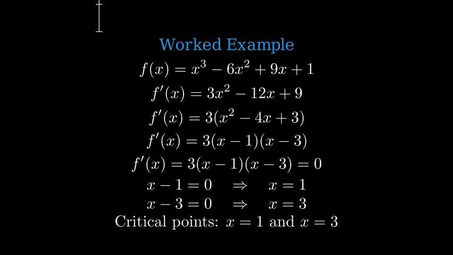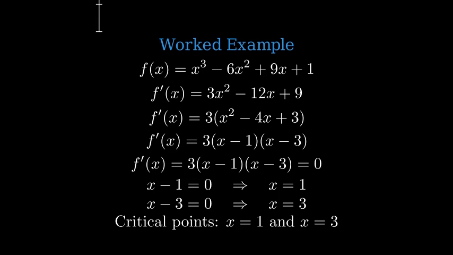Next, we need to find the second derivative to determine whether each critical point is a maximum or minimum. The second derivative is 6x - 12. At x = 1, we get f''(1) = 6 times 1 - 12, which equals -6. Since this is less than 0, we have a local maximum at x = 1.